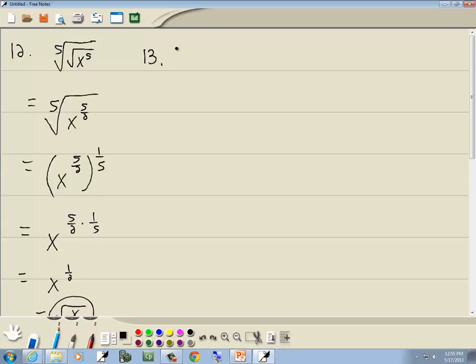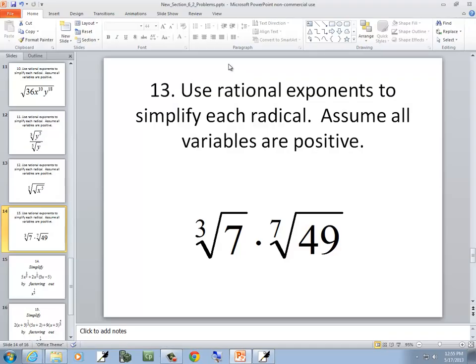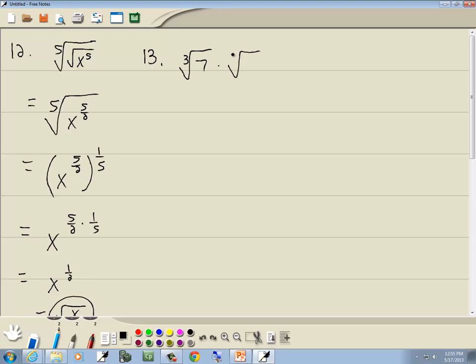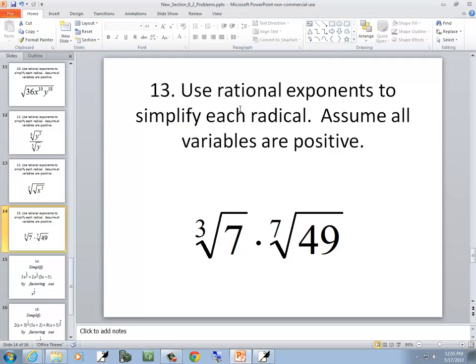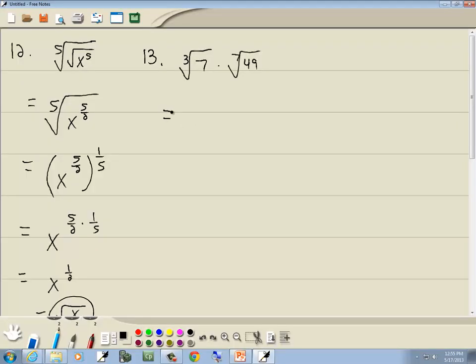Okay, let's look at this one. We've got the cube root of 7 times the 7th root of 49. And they want us to use rational exponents. So that tells us where to start. May not know where to go after that, but at least we want to rewrite it in that form. So this would be 7 to the 1/3 times 49 to the 1/7.